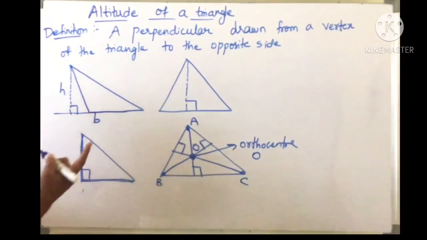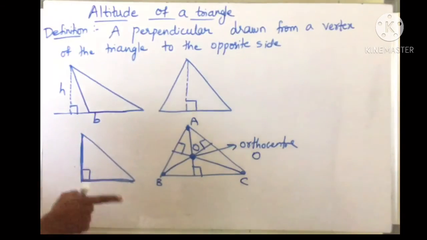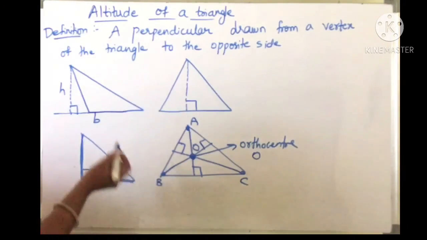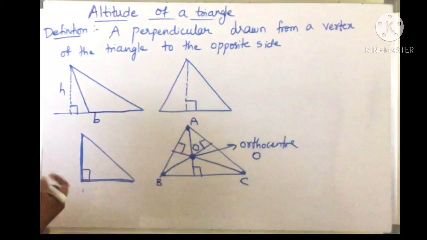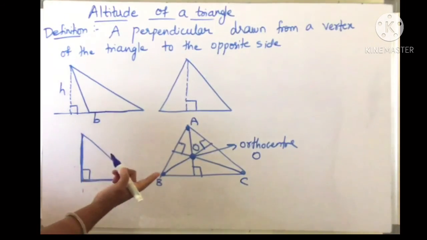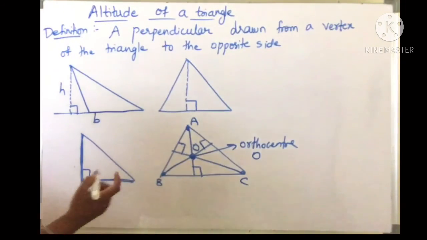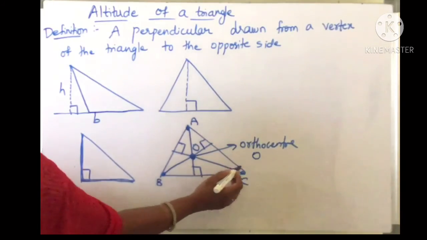The orthocenter is not always inside the triangle, children. So here it may be outside, it may be inside. It is not always inside the triangle, right? So orthocenter is denoted by the letter O.